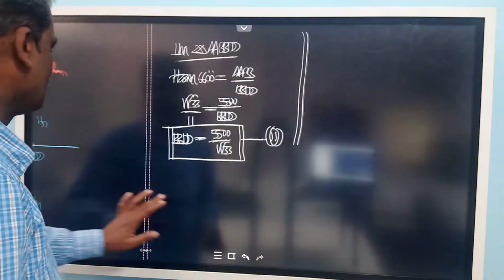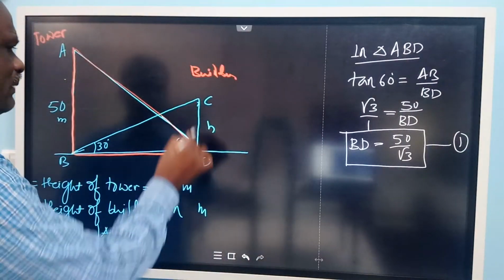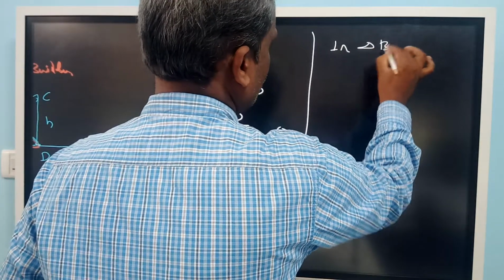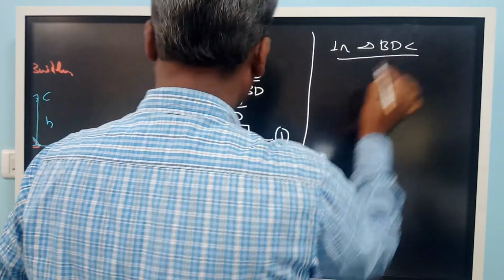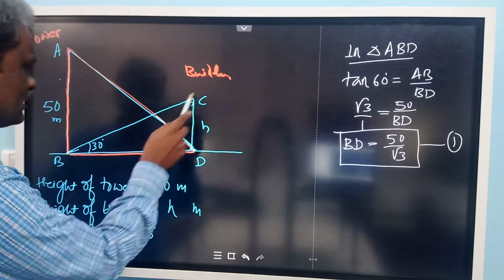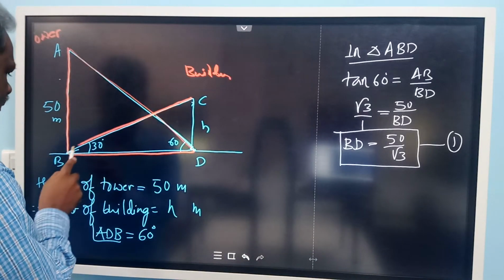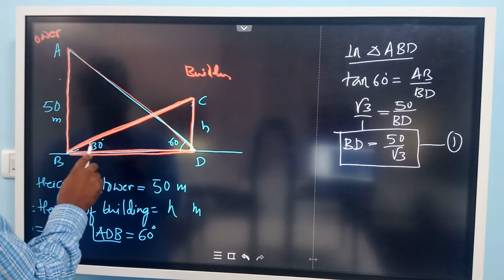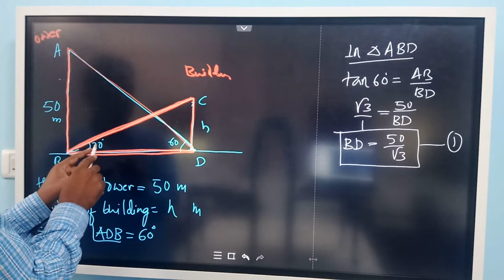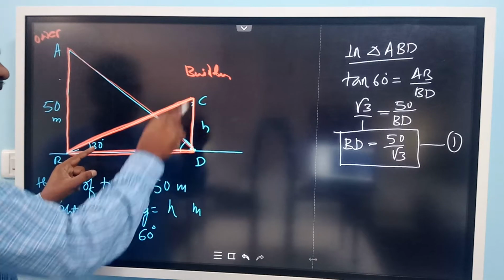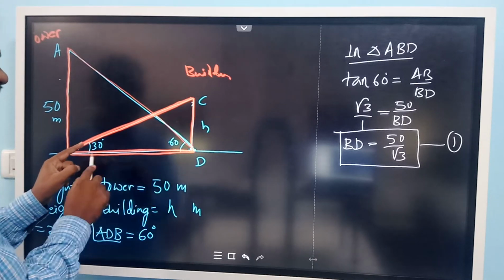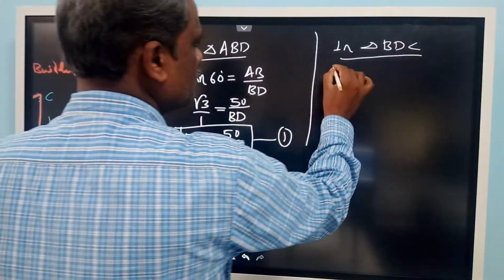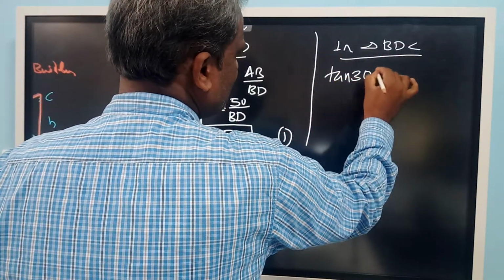So you can write in triangle BDC. Same thing, look at this with reference to this. Again I am highlighting this triangle. So this is the angle given. To this angle we want to find this height H, which is the opposite side, and this is the common side, adjacent side. So tan 30 degree.